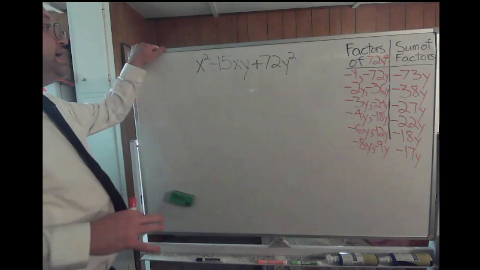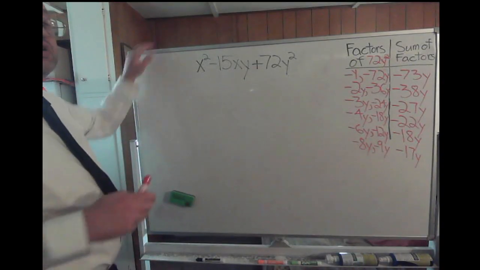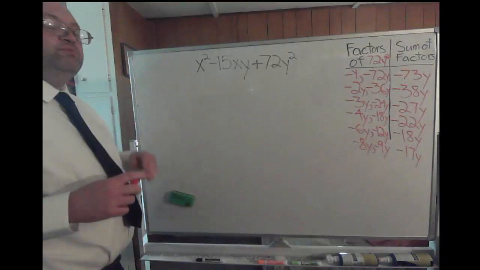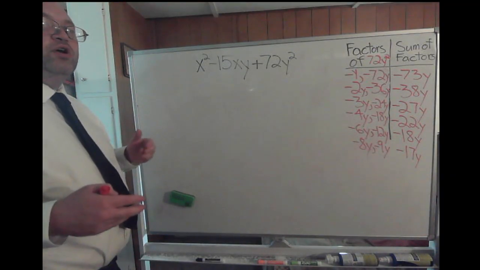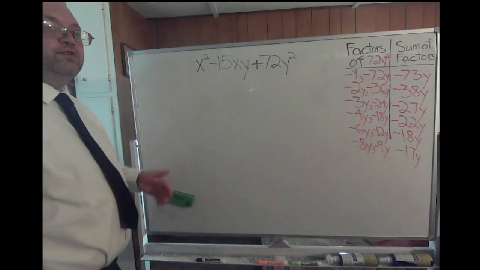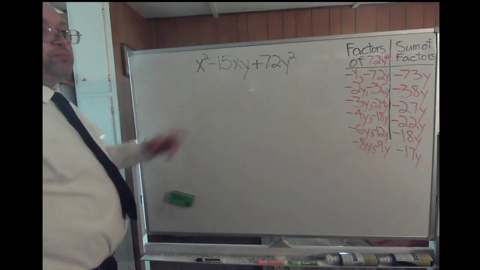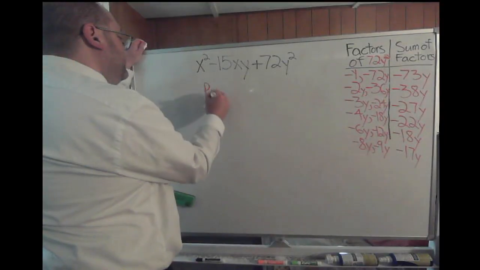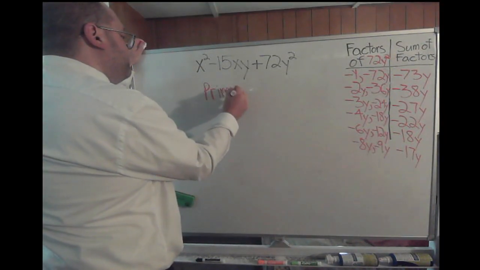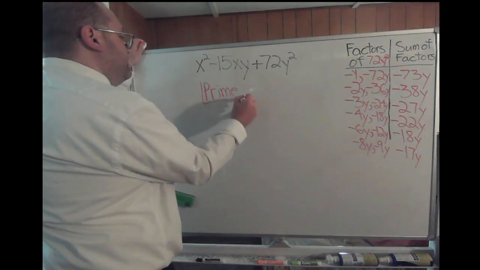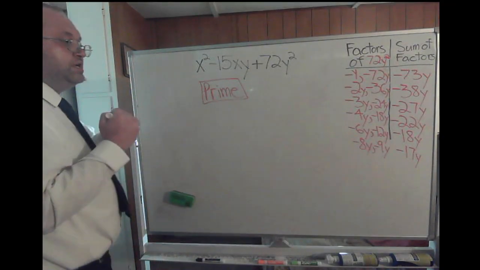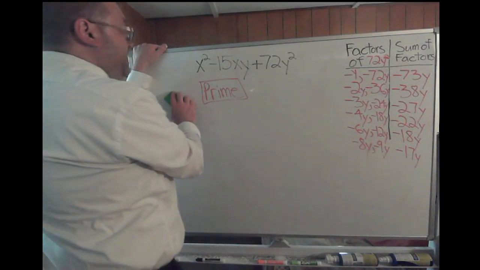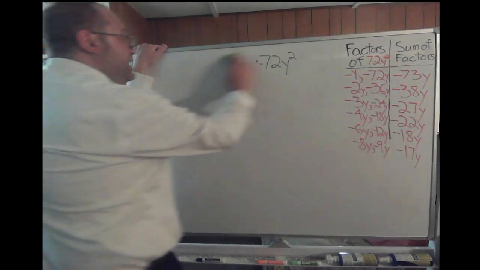So, if something is not factorable, it's called prime. You think of a prime number, right? The only factors of a prime number are 1 and itself. It won't factor any further. The same can be said for polynomials. This is called a prime polynomial, meaning it's not factorable. You could just say prime, but this is a prime polynomial. You can't factor this any further. So sometimes you'll get that, where try as you might, you can't factor it.